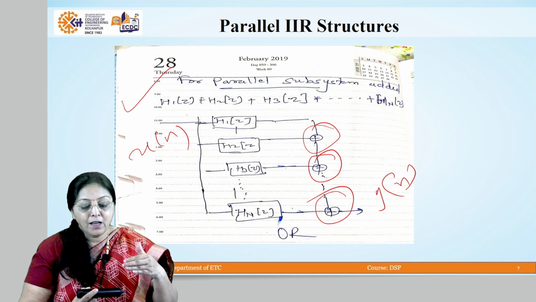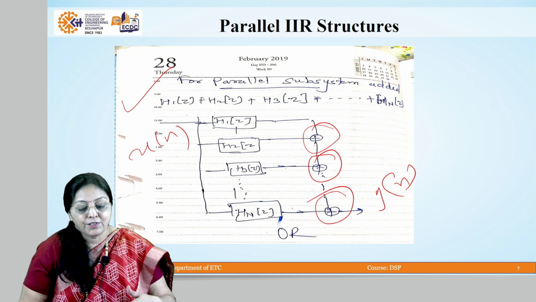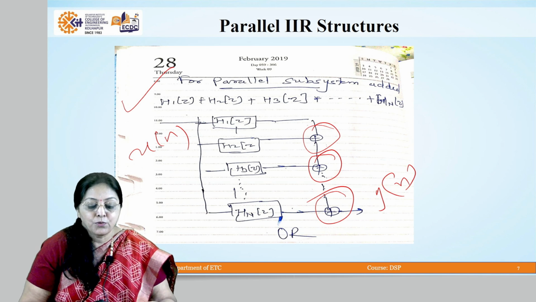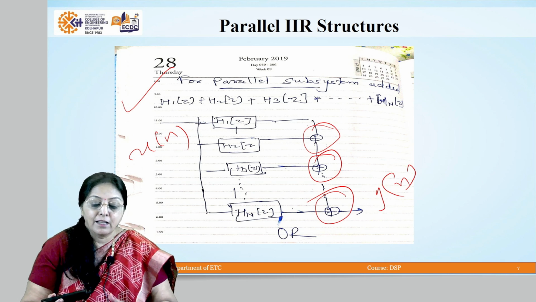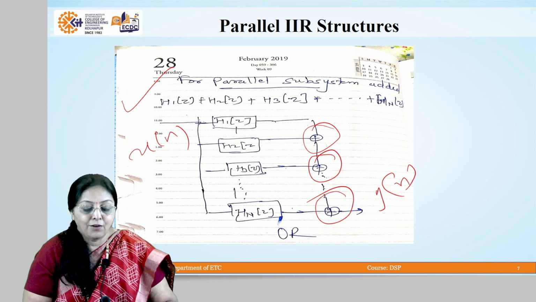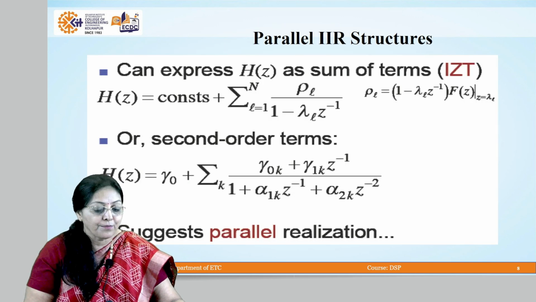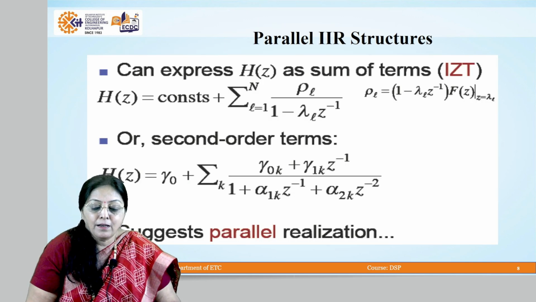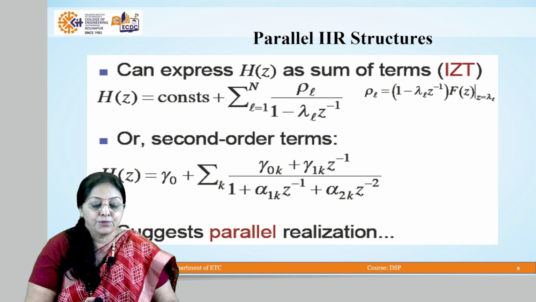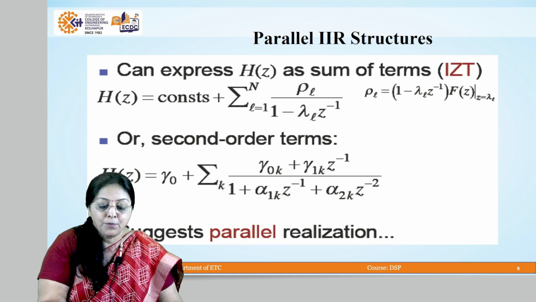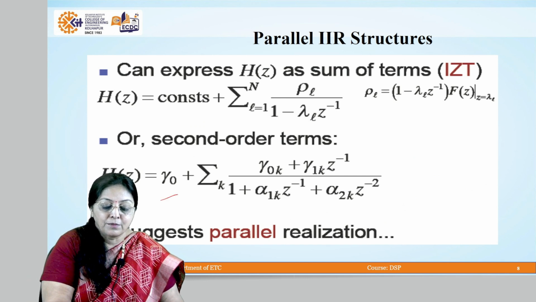This means all the transfer functions H1(z), H2(z) up to HN(z) are realized in parallel, and then we require an adder, and we get the final output using the parallel realization. Now, this is a parallel IIR structure we are using. This is one example. Suppose, for example, there is a constant term here.